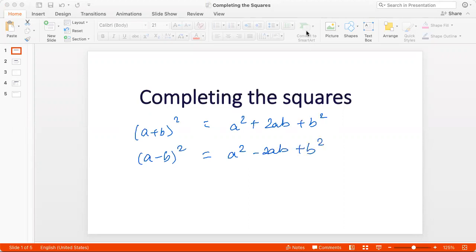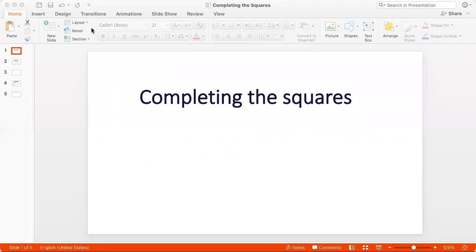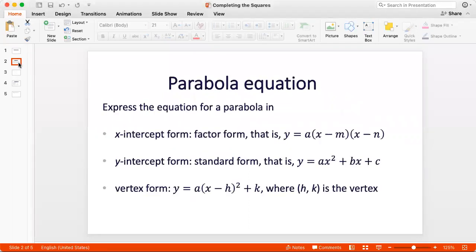Why are we using these and how do we use these in questions? Let's understand. When you look at a parabola equation, you can express it in the x-intercept form, that is y = a(x − m)(x − n), where m and n are the x-intercepts.